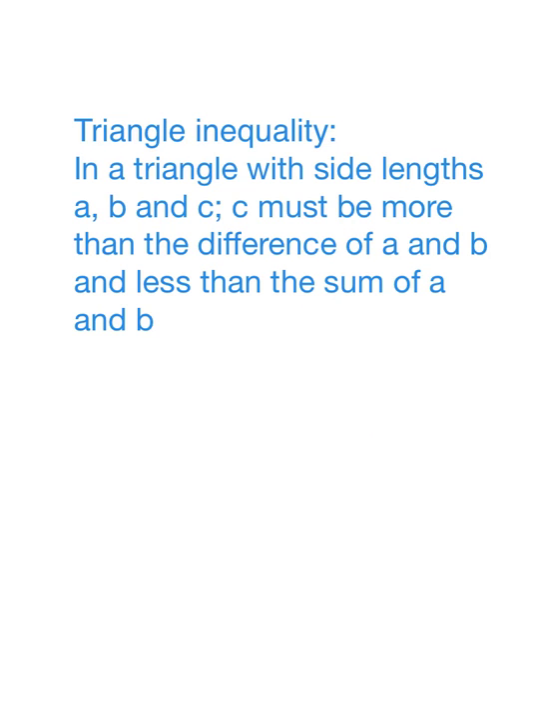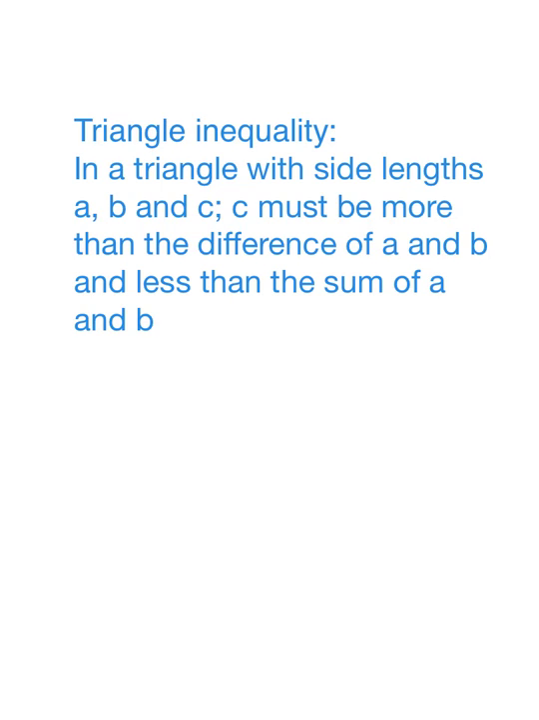Triangle inequality theorem states that in a triangle with side lengths A, B, and C, C must be more than the difference of A and B and less than the sum of A and B. Now I know you're probably like, what is she talking about? And don't worry, I'm going to explain more, and you'll do a lot with this tomorrow in the lesson, but I wanted to make sure that you actually knew what the definition was.